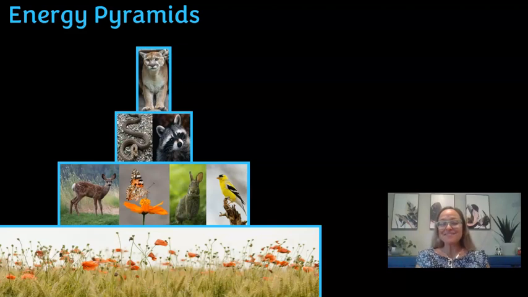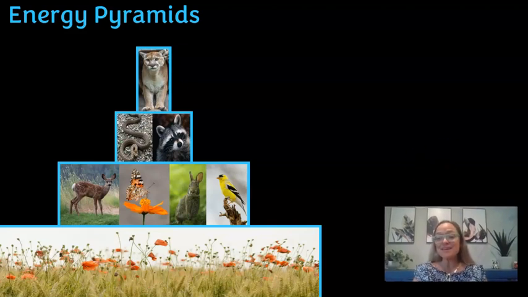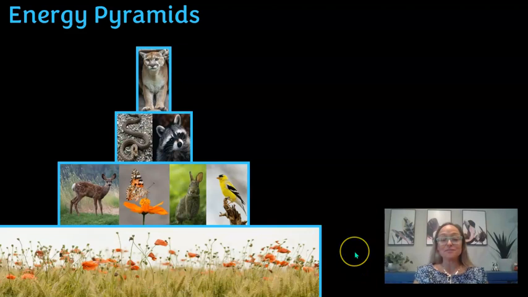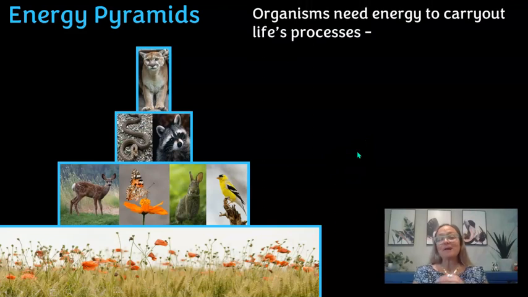So here on my left, you can see that I have a pyramid showing different trophic levels. The bottom part of this pyramid is going to represent our primary producers. And then we have our herbivores as the second part of this pyramid, which is our primary consumers. Then we have our secondary consumers, followed by our tertiary consumers.